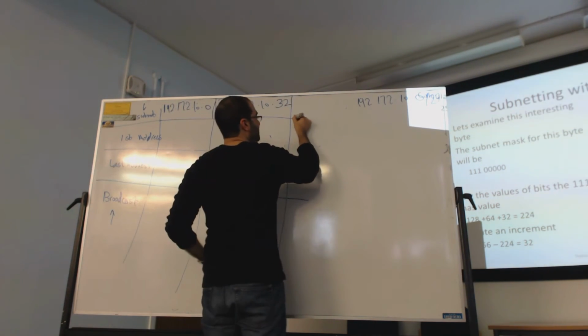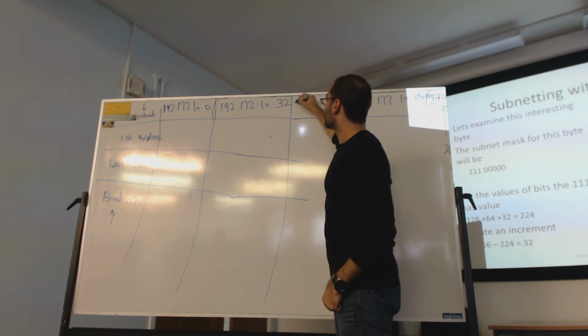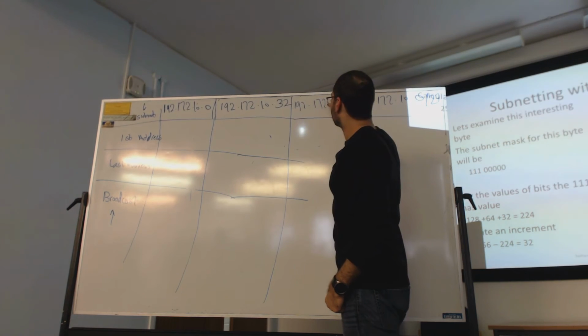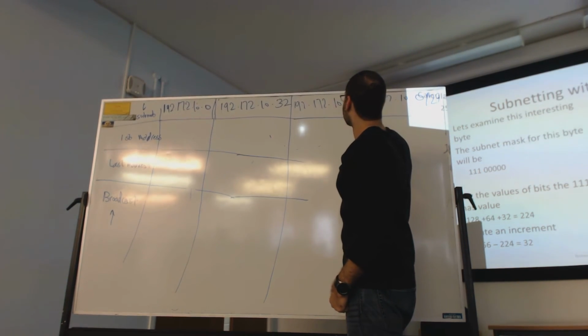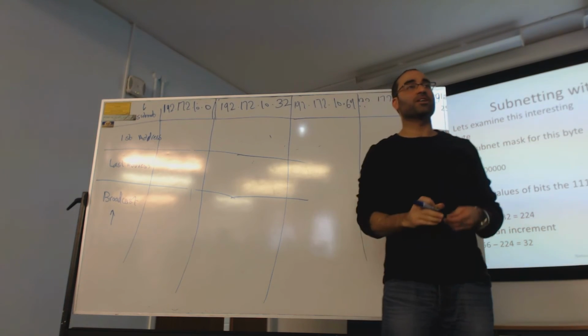Third subnet. Let's work it this way. I'll stop at the third and I'll fill in the details. What's the third subnet? 192.172.10.64. Exactly. What did you do? He incremented by 32 to the actual value of the final byte.